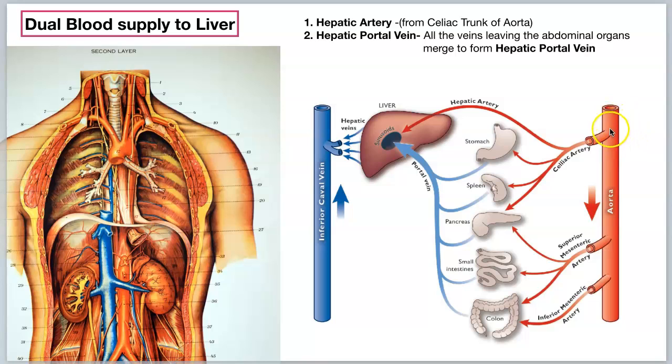oxygenated, nutrient-rich blood into the liver. And then we have this second source of blood, the hepatic portal vein. This hepatic portal vein, these are the veins that are coming from all these organs: stomach, spleen, pancreas, all the small intestines and large intestines.